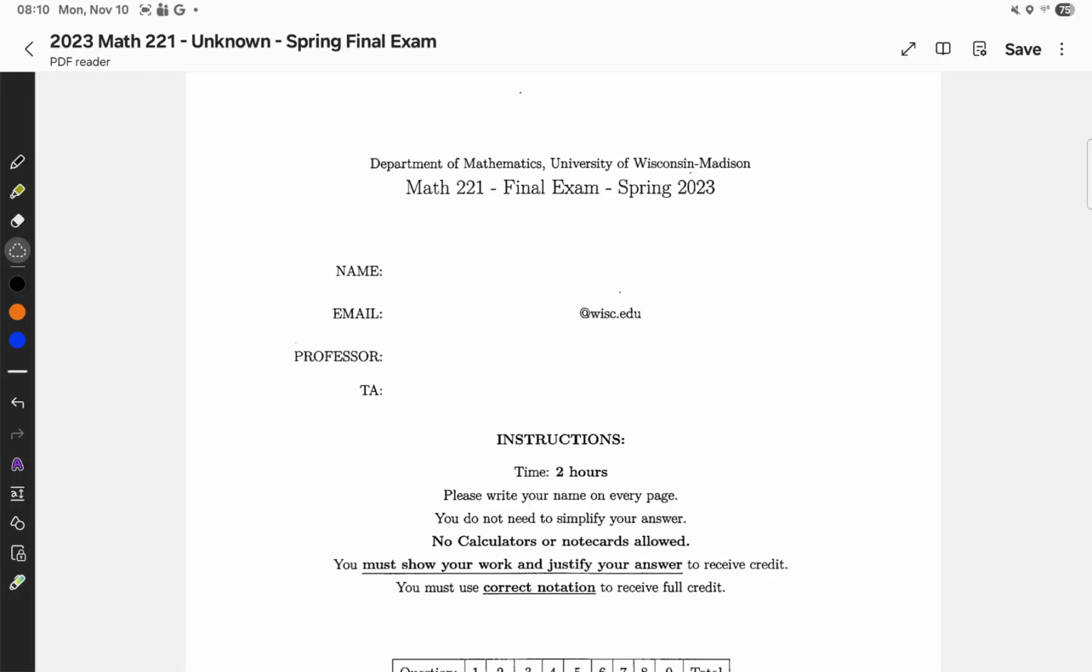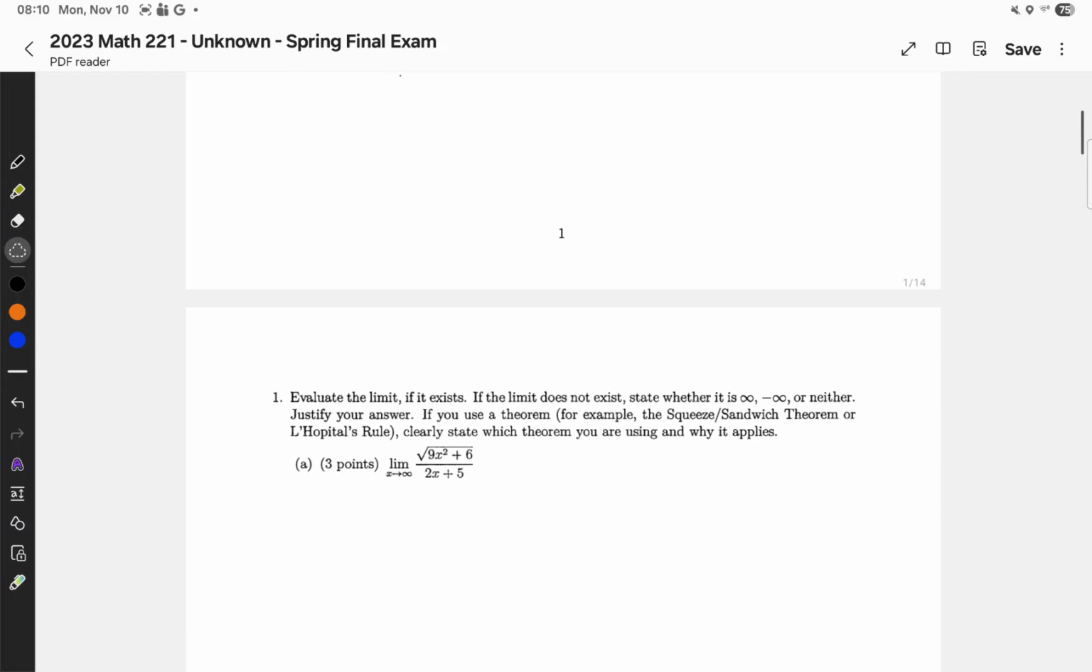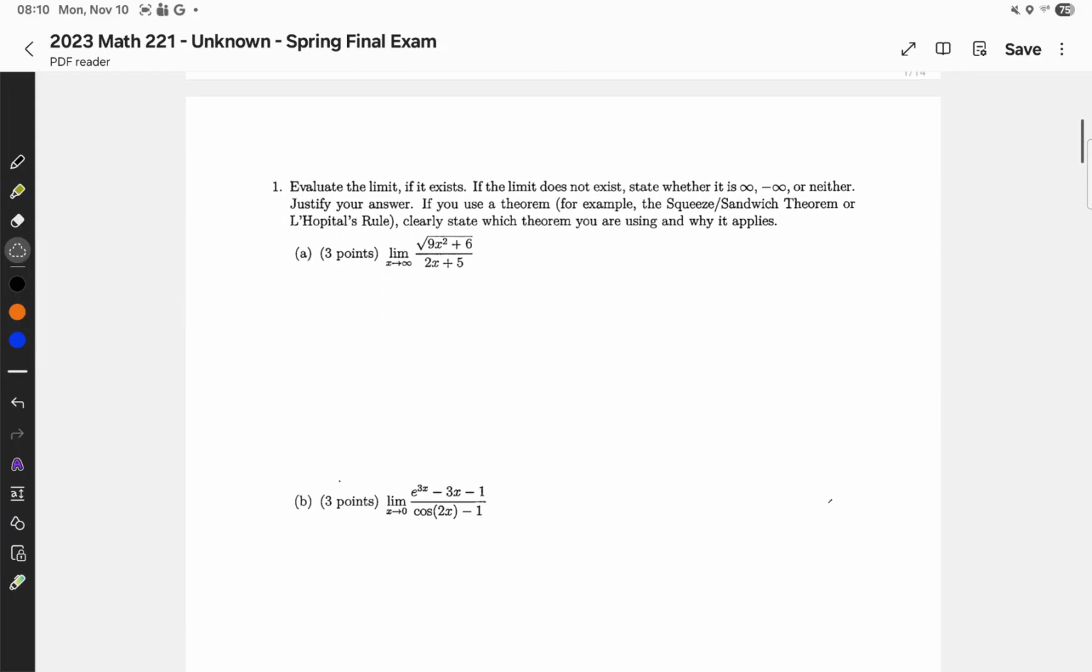Let's get started with this Math 221 exam. So, question 1, evaluate the limit if it exists. If the limit does not exist, state whether it's infinity, minus infinity, or neither. Justify your answer. If you use a theorem, like the squeeze theorem or L'Hopital's, clearly state which theorem you're using and why it applies.